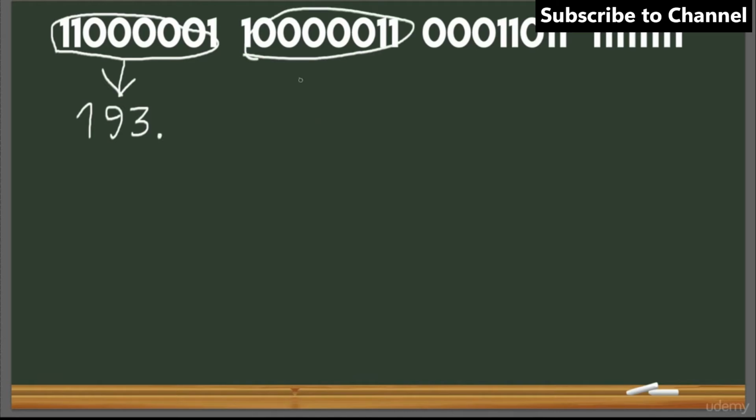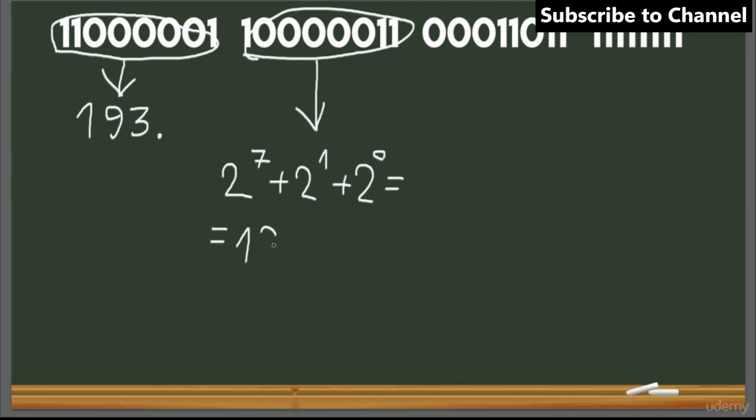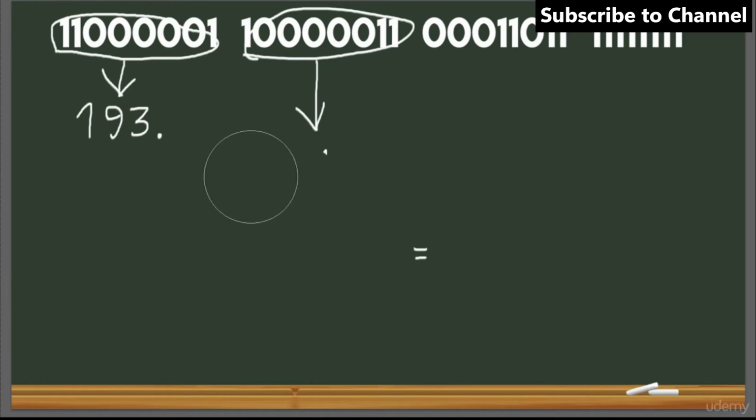In the next byte, we have 2 to the power of 7 plus 2 to the power of 1 plus 2 to the power of 0. That's 128 plus 2 plus 1. And this equals 131. Again, I will delete the calculations and leave only the result here.